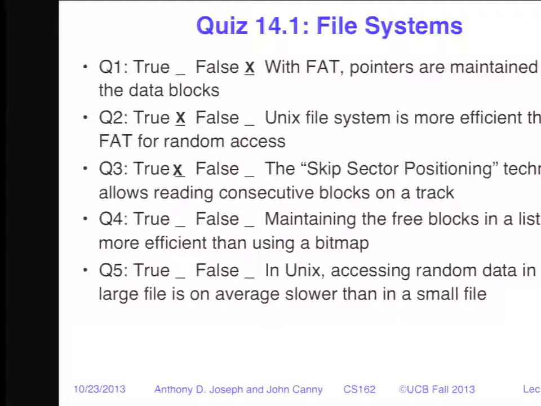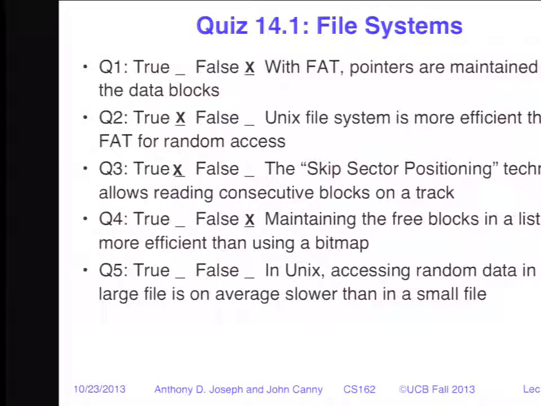Question number 4. Maintaining the free blocks in a list is more efficient than using a bitmap. How many people think that is true? And how many people think that's false? Okay. Memory allocation. Much more efficient to use the bitmap rather than using a free list. Same exact problem with doing your memory allocation.